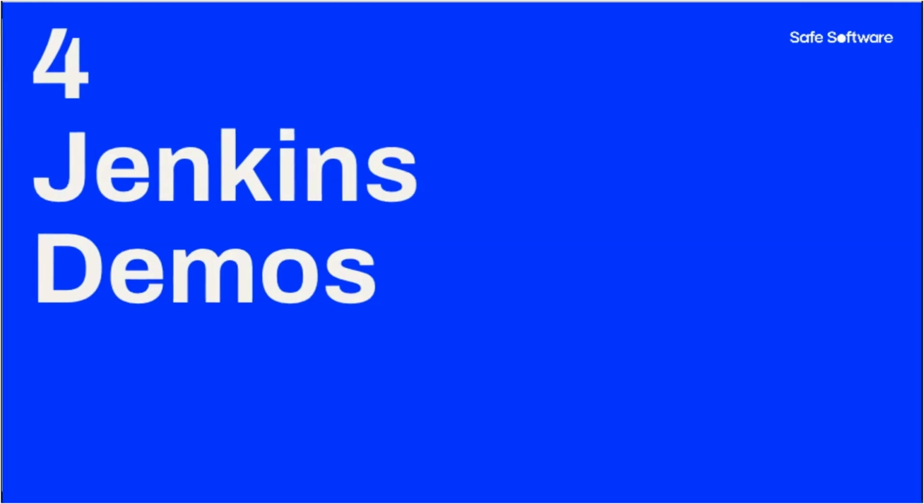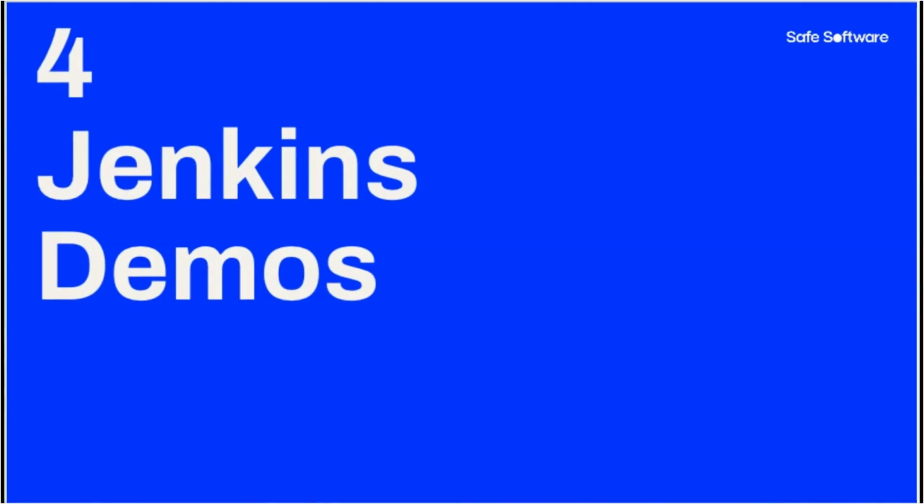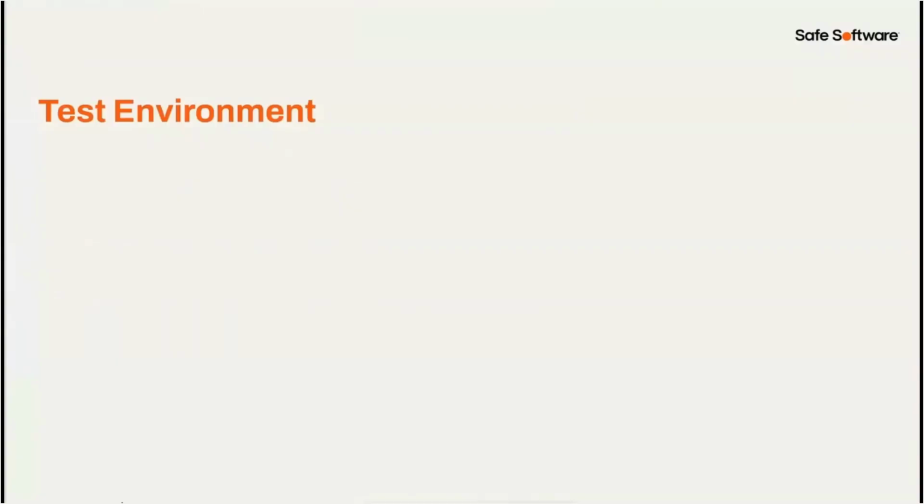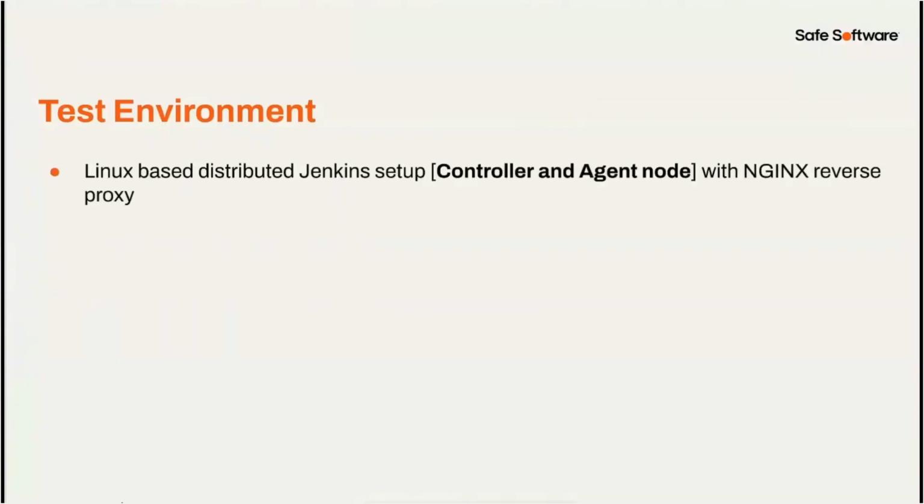First, we go over the test environment to provide some context for this exercise. We have a Linux-based distributed Jenkins setup on AWS. So we have a controller VM that manages the jobs and agents, and then an agent VM that runs the jobs. We optionally also have an Nginx reverse proxy acting as a front endpoint. This is not mandatory, it's just best practice.